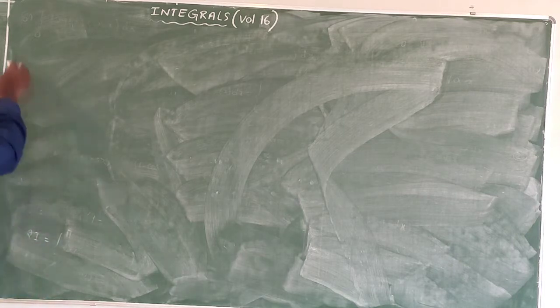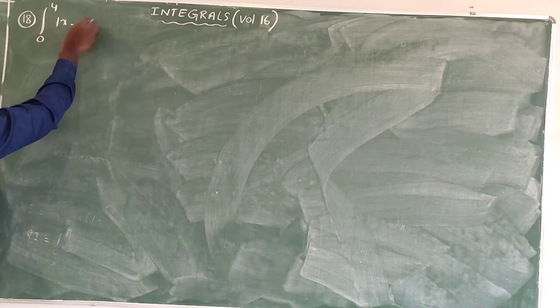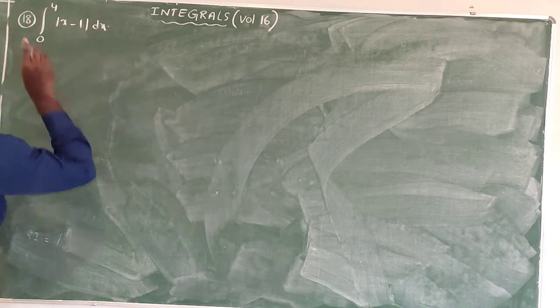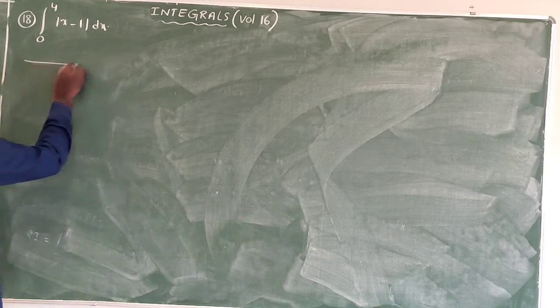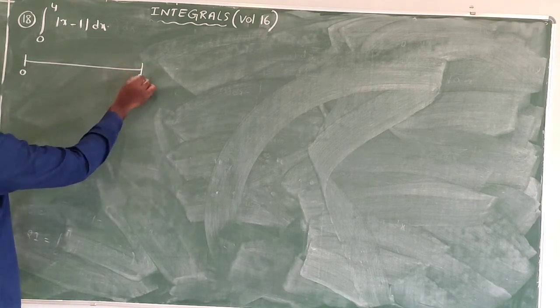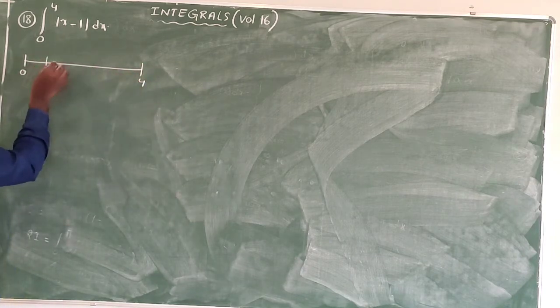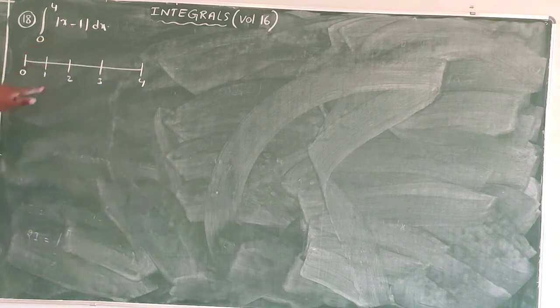Next, 18th question. Integral 0 to 4 mod x minus 1 dx. This modulus question we already discussed. Here the limits are 0 to 4, and between them are 1, 2, 3. Here minus 1 is there, so you take plus 1.